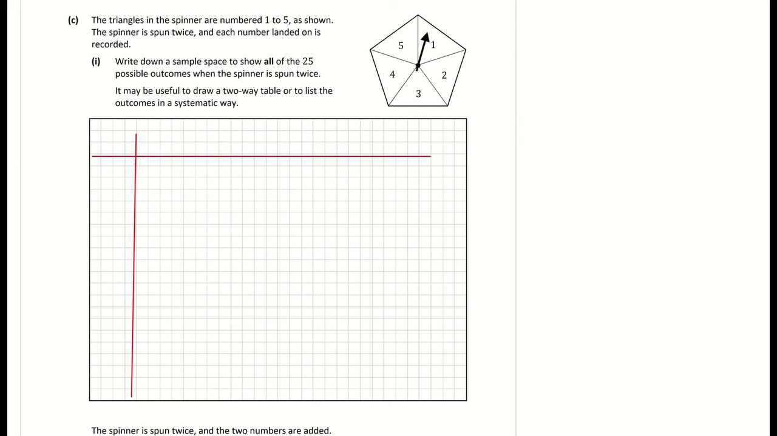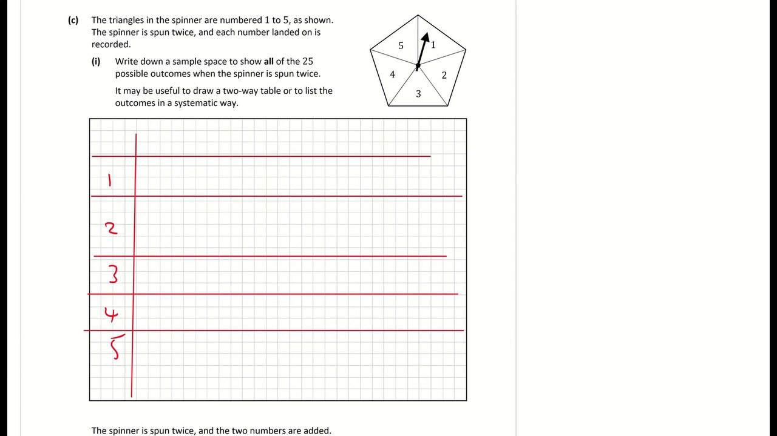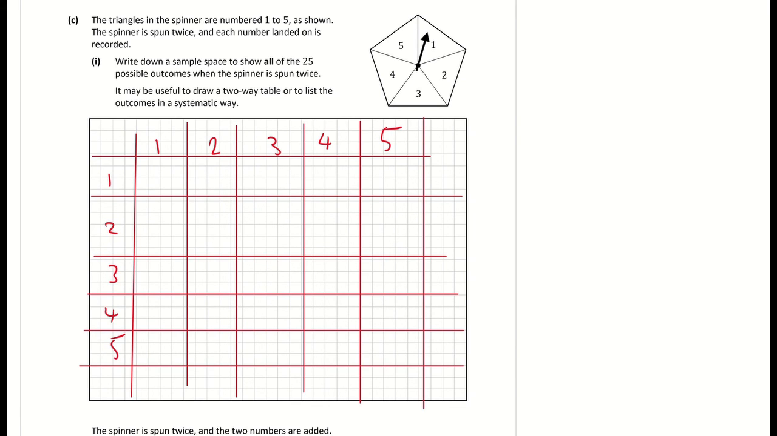So I'm going to draw them out in a table here, and I'm going to fill in my possible outcomes on the spinner. My first spinner, 1, 2, 3, 4, 5. And across the top, I'm going to write in my possible outcomes for spinner number 2. Again, they're 1, 2, 3, 4, 5 because it's the same spinner. So this is known as my two-way table, and then I'm going to fill in each of the boxes.